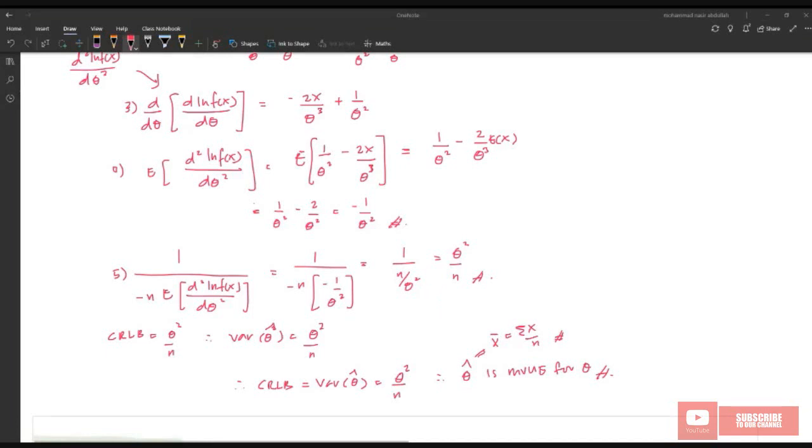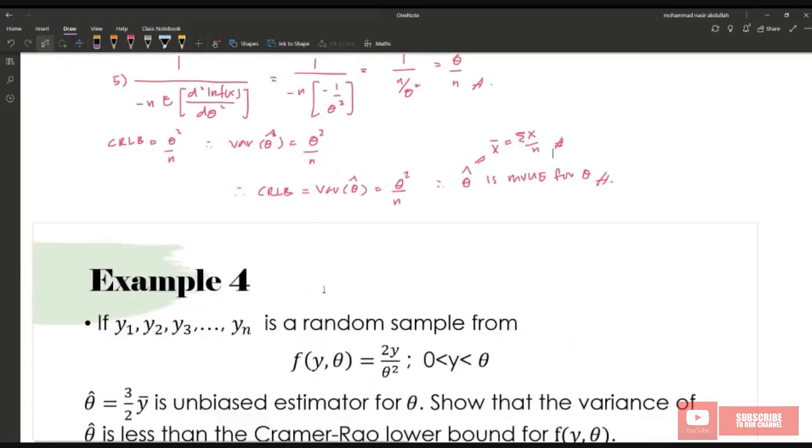All right. Let's look at example number 4. Are you okay? Can we move to example number 4? Right. Now look at example number 4.